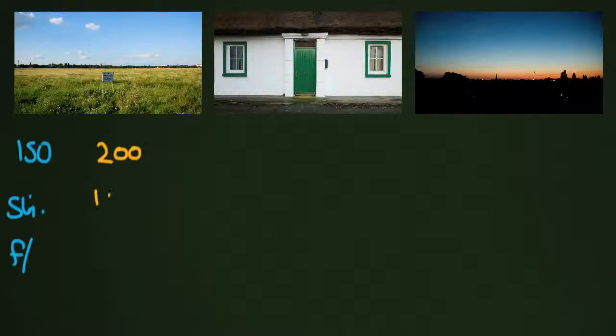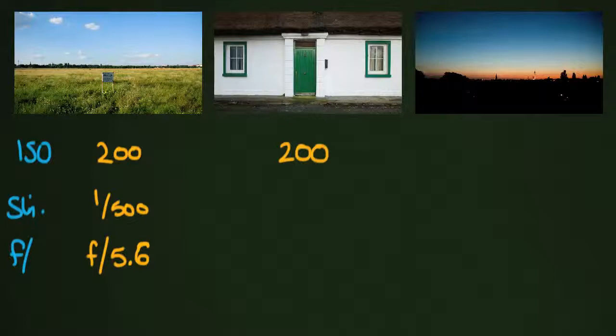Its shutter speed is about a 500th of a second, and it was taken at around f5.6. So it's pretty standard for an evening, bright day. That's about a pretty average shot, really. This shot was the Irish cottage. It was a cloudy, rainy day.